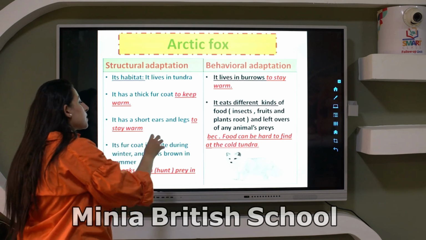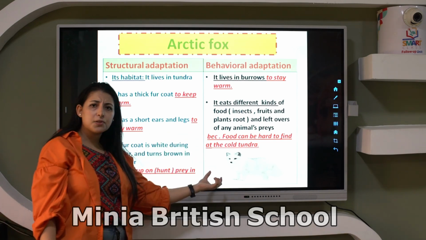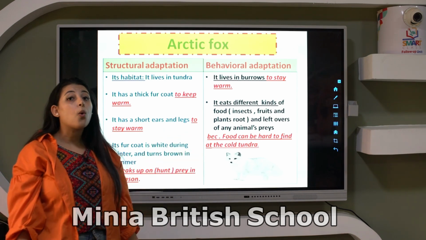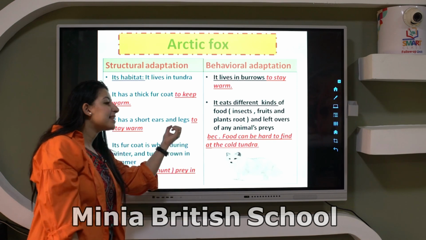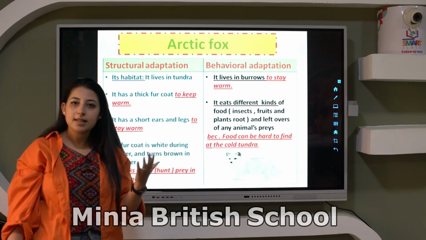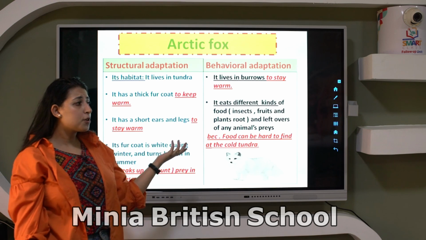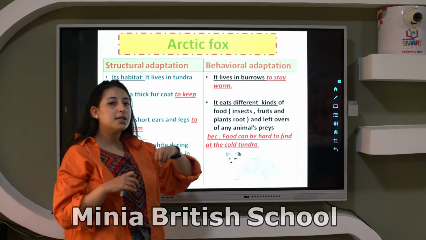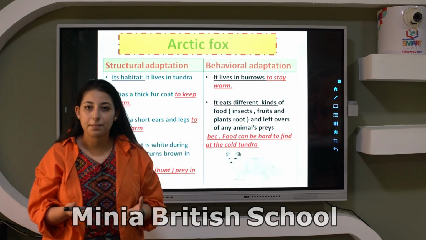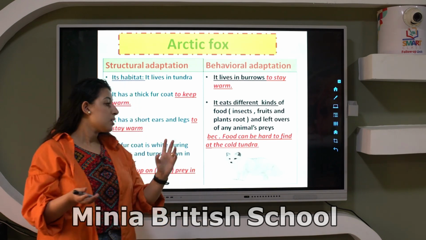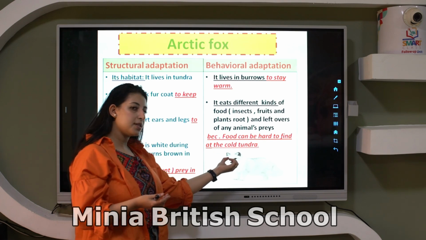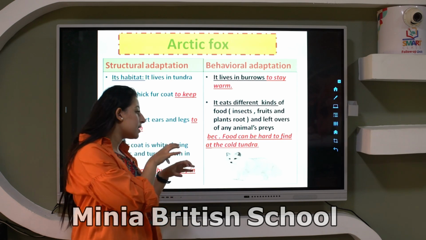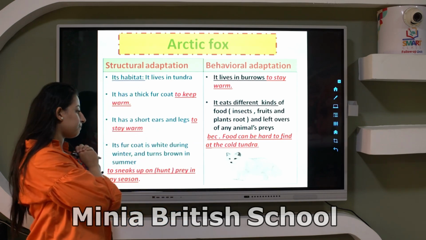It also has special ears, but its ears are smaller than the ears of the fennec fox. Why? Because it needs heat inside its body. The fennec fox needs to keep its body cool, while the Arctic fox needs to keep its body warm. It needs this heat, so it has short or small ears to keep the heat of its body inside. Okay.